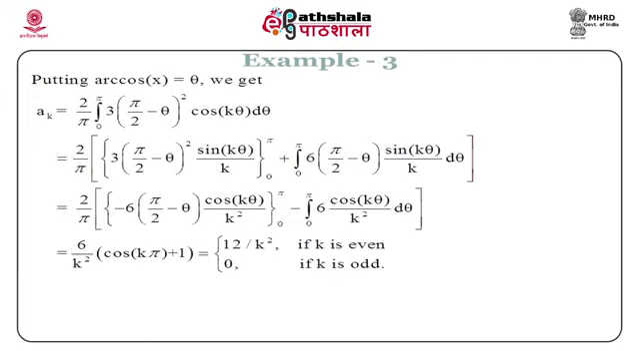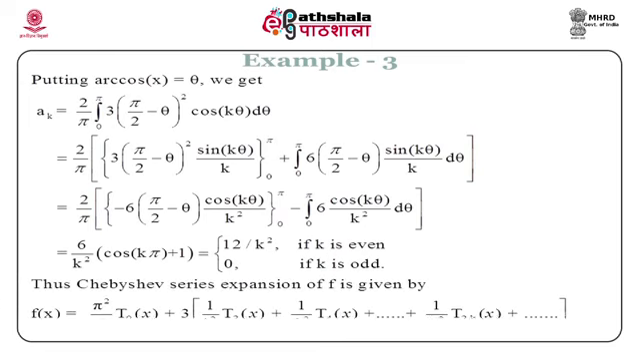So, thus ak will be equal to 12 by k square if k is even and 0 if k is odd. So, thus the Chebyshev series expansion of f is given by pi square by 4 into T0(x) plus 3 into 1 upon 1 square into T2(x) plus 1 upon 2 square into T4(x) and so on. In general, the term will be 1 upon k square into T2k(x). So, f(x) equals pi square by 4 into T0(x) plus 3 into bracket 1 upon 1 square T2(x) plus 1 upon 2 square T4(x) plus so on, 1 upon k square into T2k(x) plus so on.